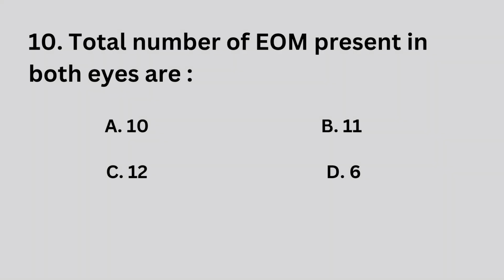Next question. Total number of EOM present in both eyes are option A 10, option B 11, option C 12, and option D 6. The correct option is option D 6.